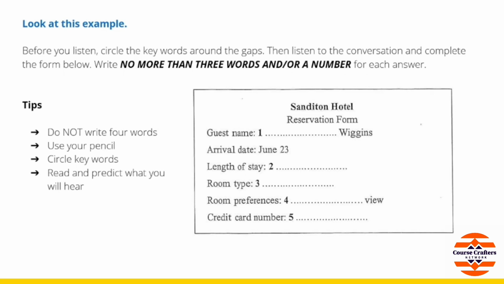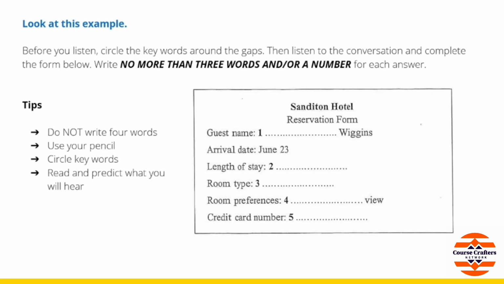For example, you have arrival date, then June 23rd. And the next one, it's number 2, you have to fill out is length of stay. So length of stay represents number. So you have to listen carefully for how many days a person who is trying to reserve a room is trying to stay there. Maybe it's 3 days, maybe it can be 5 days, 10 days. So you have to listen and identify this number.